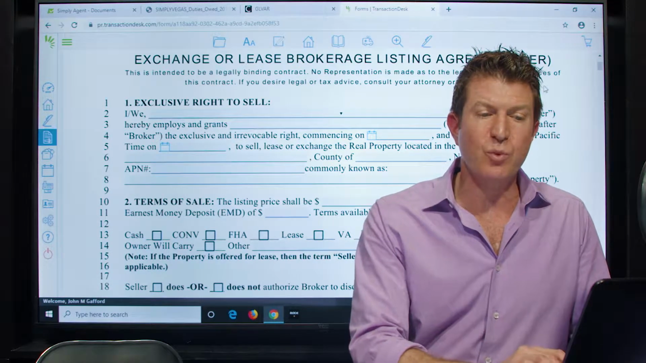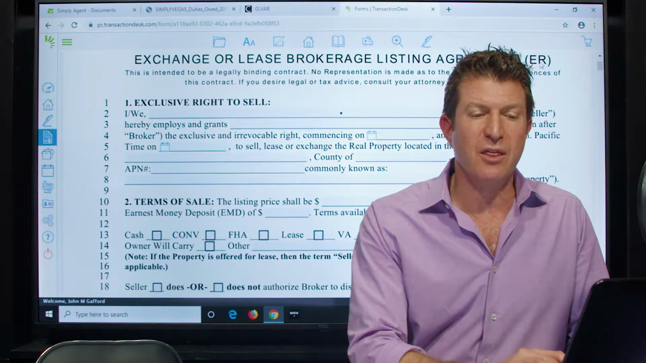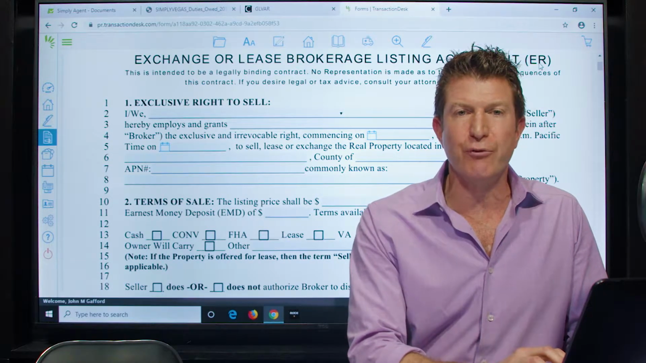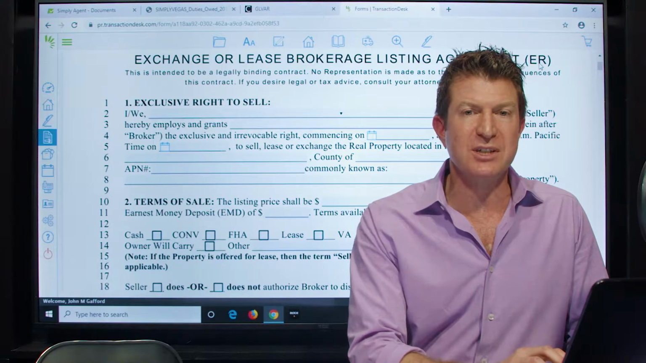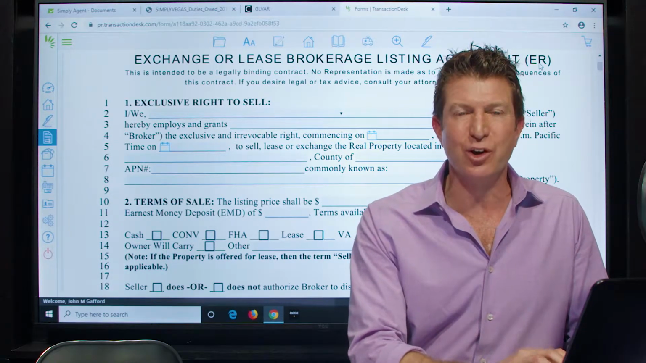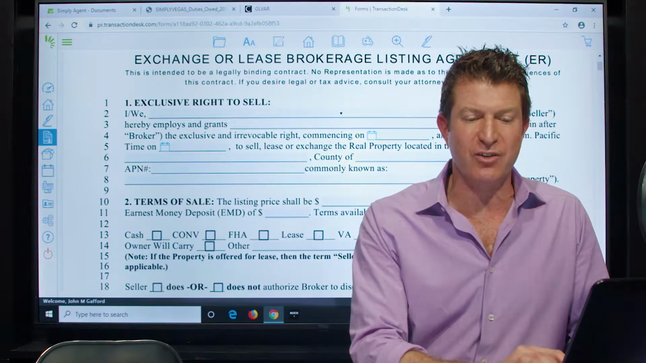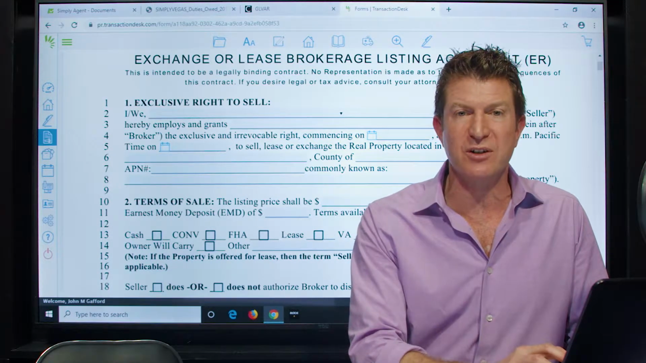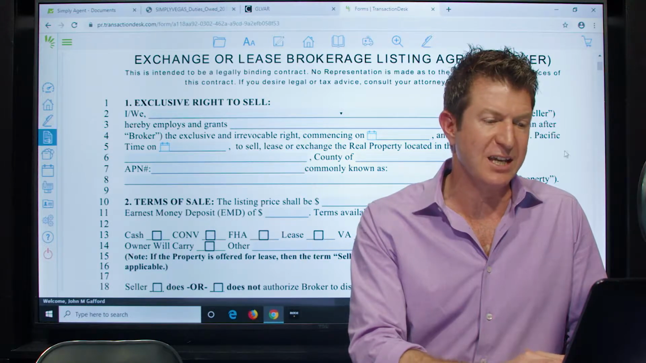One other thing to mention with this form is this is an ER exclusive right form. A lot of people make the mistake of listing as an EA or similar, which are also listing agreements available on transaction desk. Don't make that mistake. The majority of the time, you're going to be listing as ER.